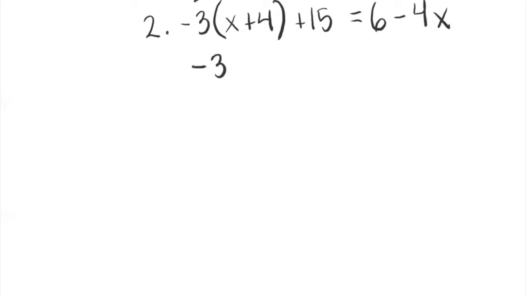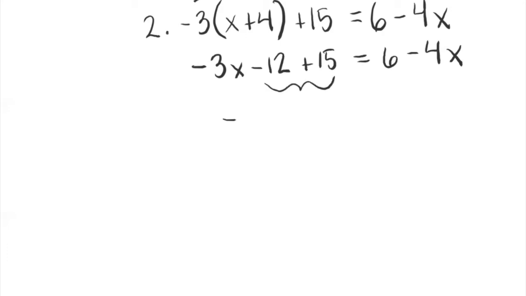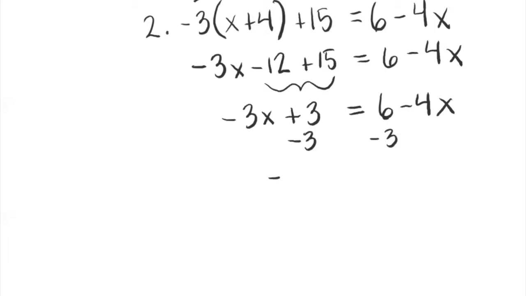So negative 3 times x is negative 3x, and negative 3 times positive 4 gives us negative 12, plus 15 equals 6 minus 4x. And we can combine these like terms. This will be positive 3 that we are adding to our negative 3x. And we'll stick with 6 minus 4x on that side of the equal sign. Here, we can take away the 3 from both sides. We get negative 3x is equal to negative 4x plus 3, right? Because 6 minus 3 is 3.